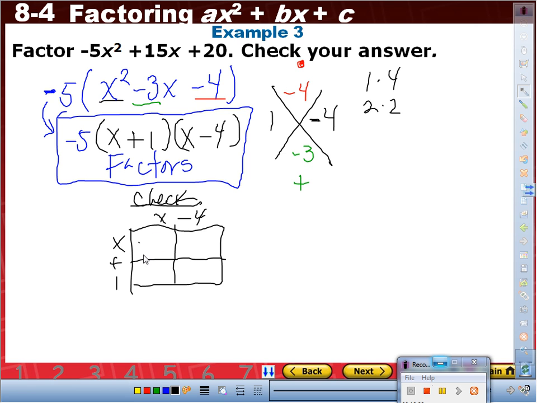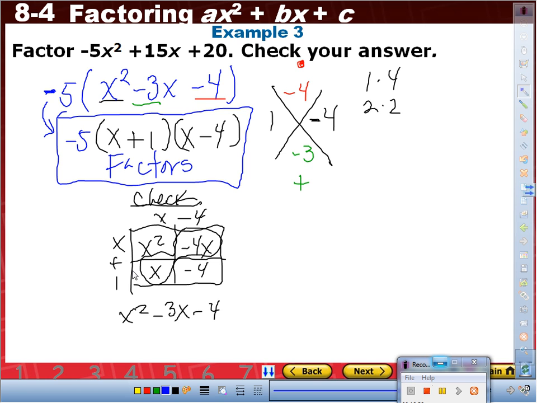x times x, that's x squared. x times negative 4, that's negative 4x. 1 times x is x. 1 times negative 4, that's negative 4. Let's see. x squared. Combine negative 4x plus 1x, that's negative 3x. Bring down the negative 4.